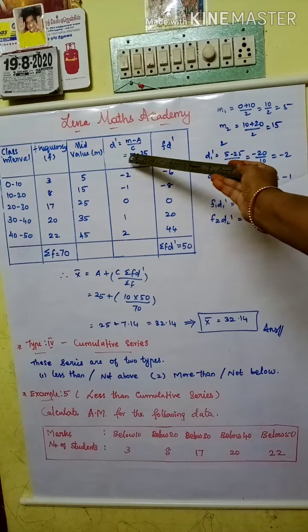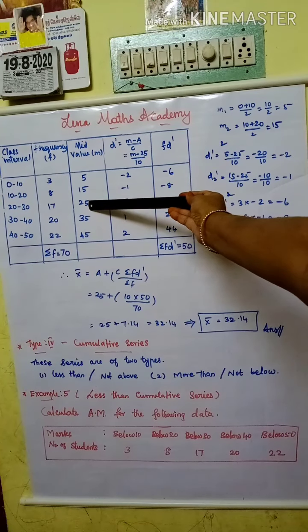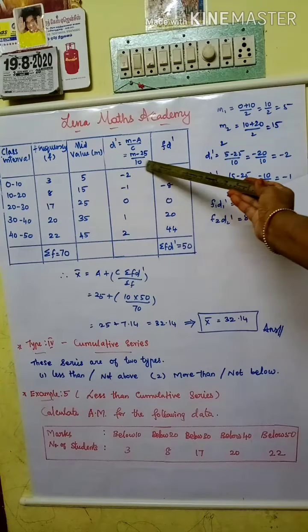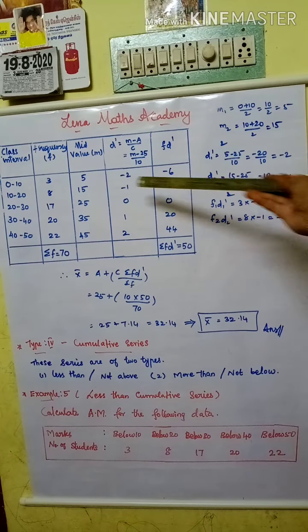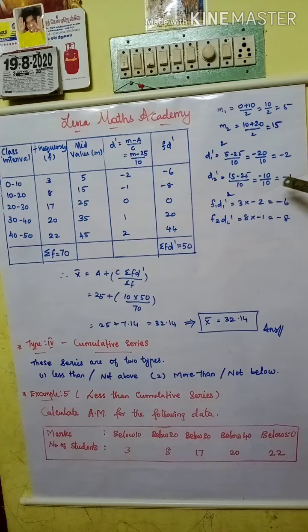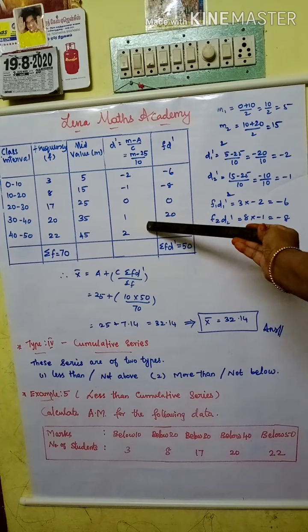d dash value equals m minus assumed mean 25 divided by common difference 10. So the first value: 5 minus 25 divided by 10 is minus 2. Second: 15 minus 25 divided by 10 is minus 1. Similarly, we get 0, 1, 2.